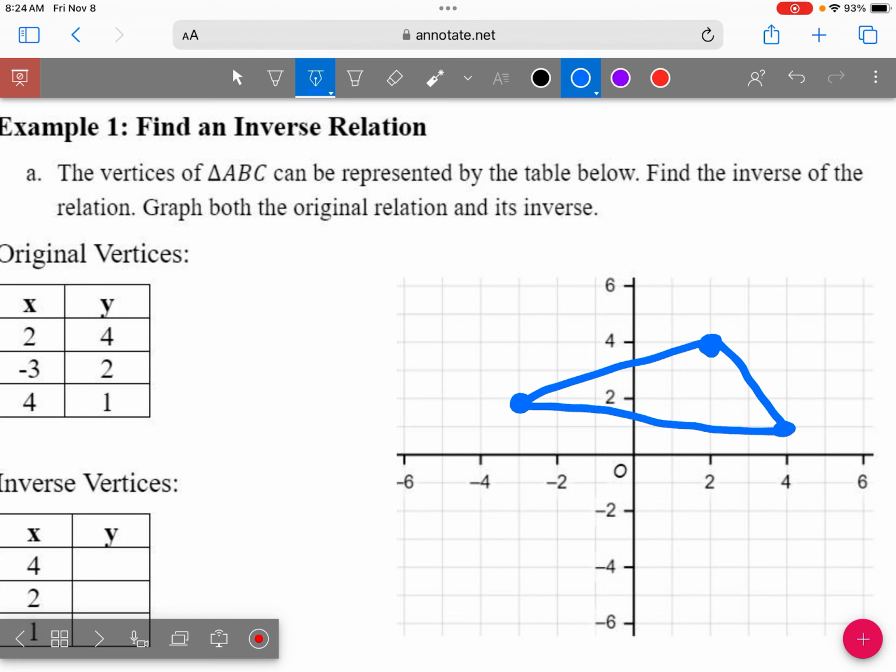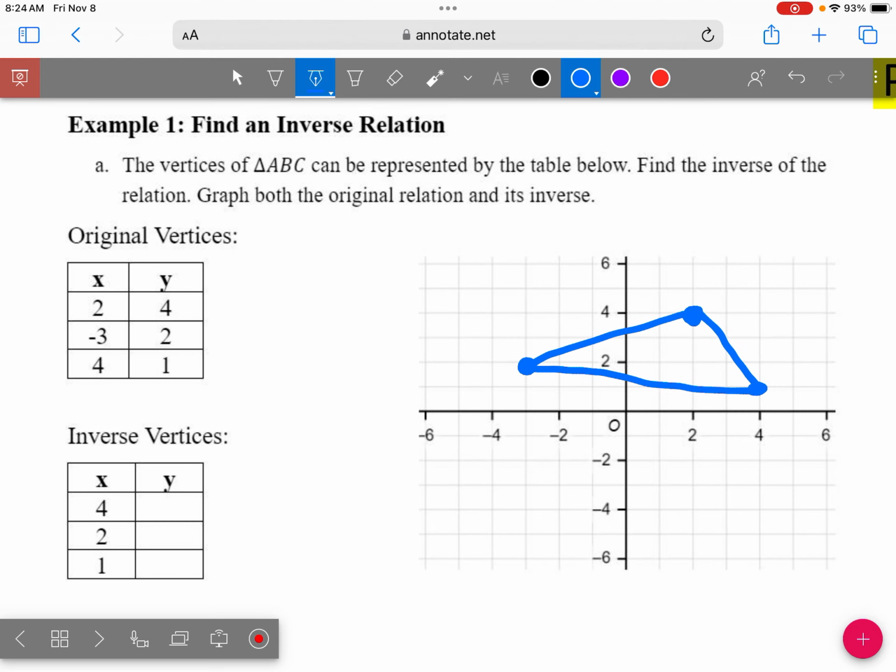All right, so now in order to graph the inverse, we're going to flip the table. So do you see how in the original my y values were 4, 2, 1? In the inverse, that's my x values, 4, 2, 1. So what are the 3 numbers that you think I'm going to put in this column here for y? What are my 3 y values? What do you think they're going to be? 2, -3, and 4. Good job. So 2, -3, and 4.